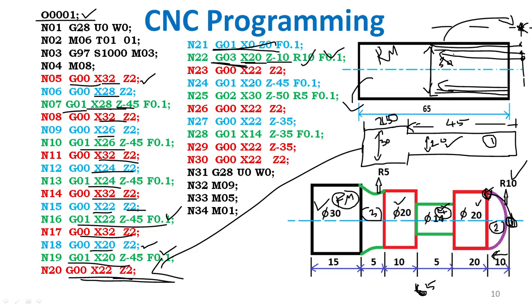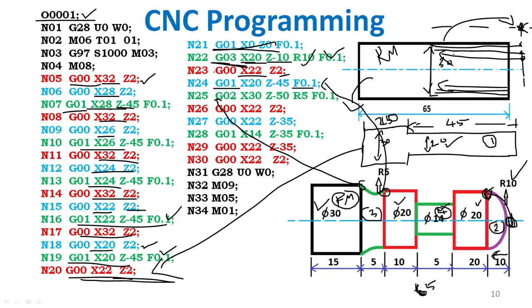Then again go to the safe position, X22 Z2, safety position. Then G01 linear interpolation, move to X20 Z minus 45, F0.1. X is 20, Z is minus 45. The tool comes from this position, this line, this point. This is linear interpolation. Then next this line.